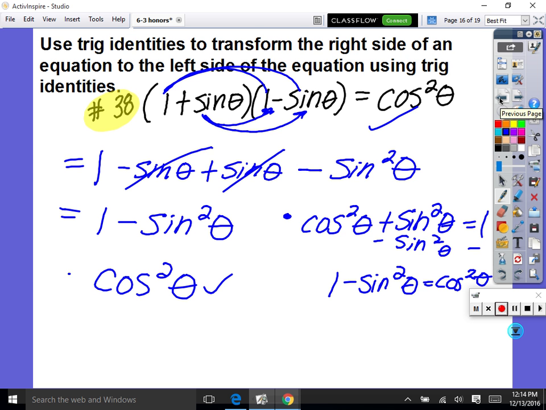Well, no, we were trying to prove that this side equals this side. So we focused on this side, simplified down until we got to the right side. So then we said they're the same. So we're done. We proved it using algebra. Good?